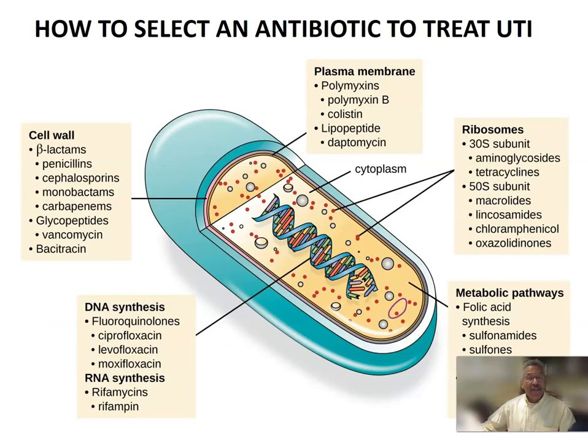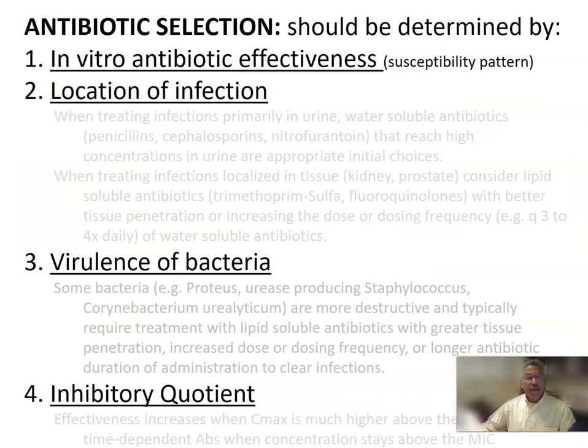Next, let's talk about how to select an antibiotic to treat your UTI. I use 4 principles. These 4 factors will help you select the best antimicrobic. The first one is the in vitro antibiotic effectiveness. Culture and susceptibility testing is the best way for you to predict your antibiotic effectiveness in your patient.